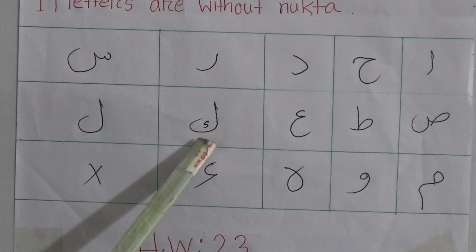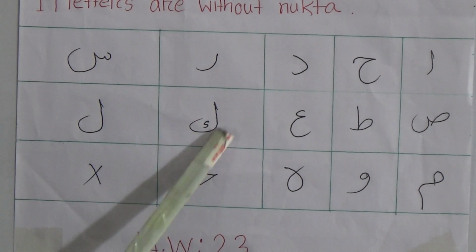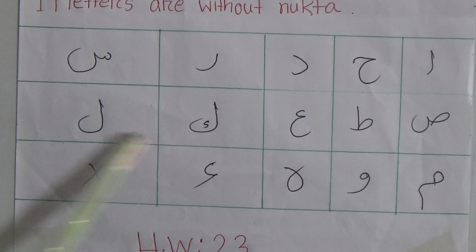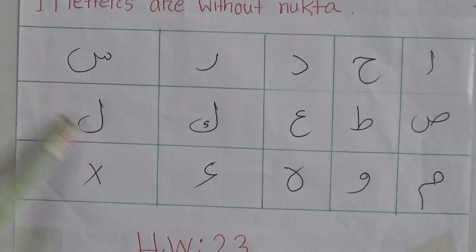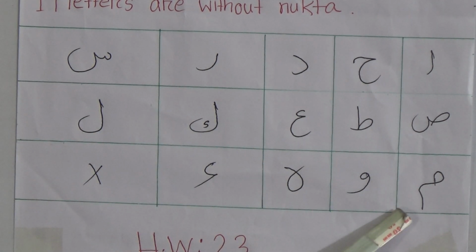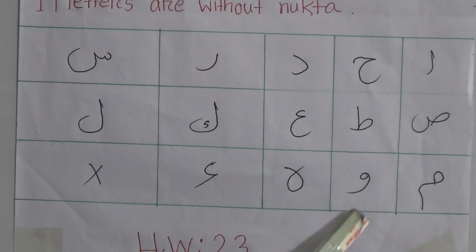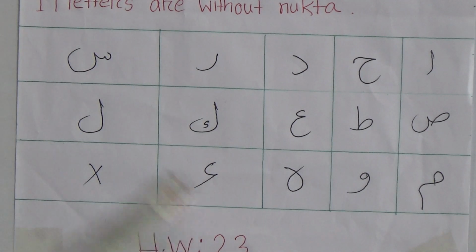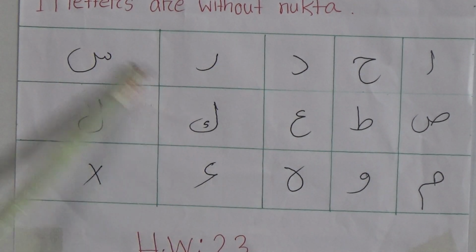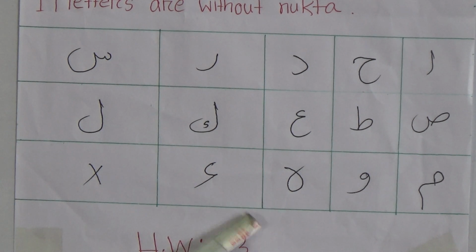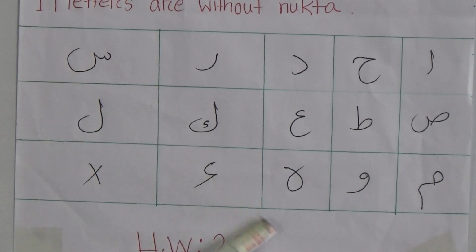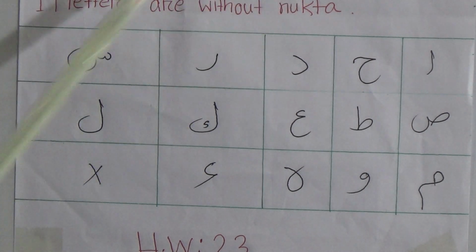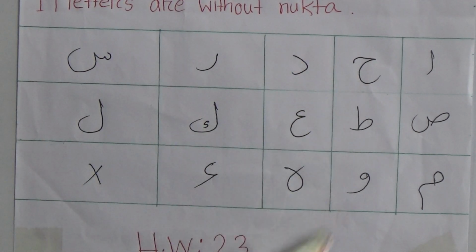Then this one is Kaf. You have to pronounce this one Kaf. Kaf has no Nukta or point. Then Lam has no Nukta or point. Then Mim has no Nukta or point. Then Waw, then Ha and Hamza. These 14 letters have no Nukta and point, and these 15 letters are with Nukta and these 14 letters are without Nukta.